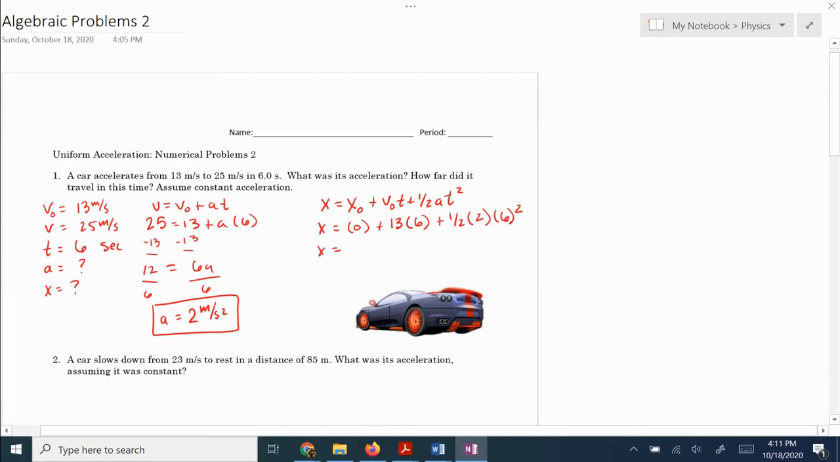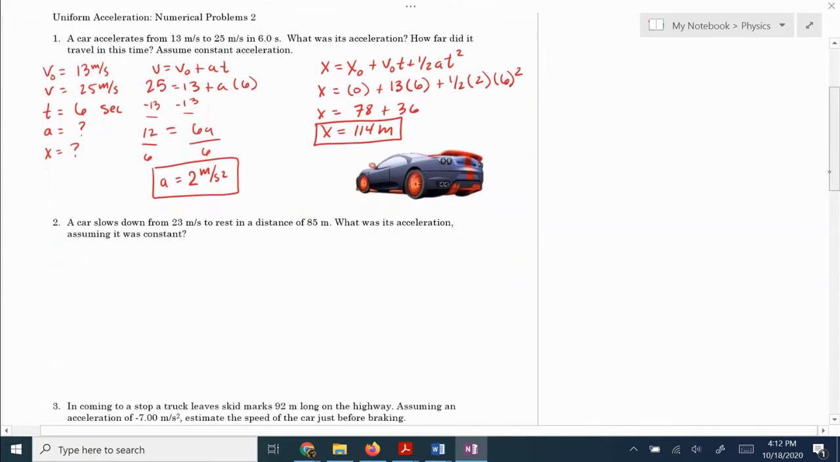So let's see. 13 times 6 is going to give you 78. And 1/2 times 2 times 36. Well, 1/2 times 2 is going to be 1, and 6 squared is going to be 36. So that's going to give you 78 plus 36. So x is going to equal 114 meters. So there's the first one done.